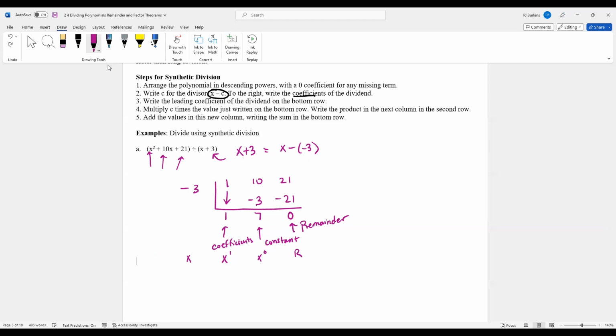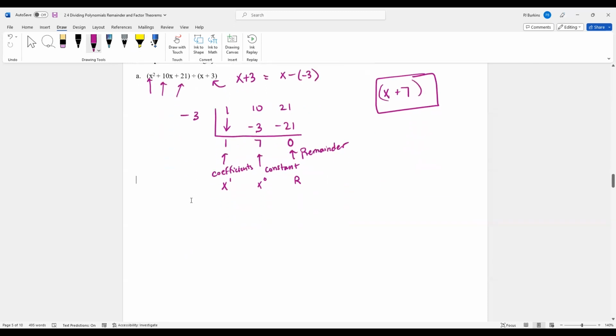So what does our final answer actually look like? Well, we have 1 times x to the first, or x, and 7 times x to the 0, or 7. And you'll notice that's the exact factor that we got the last time we did this problem, but using long division. I'm going to bet this is much more up your alley. All right, let's take a look at yet another example.